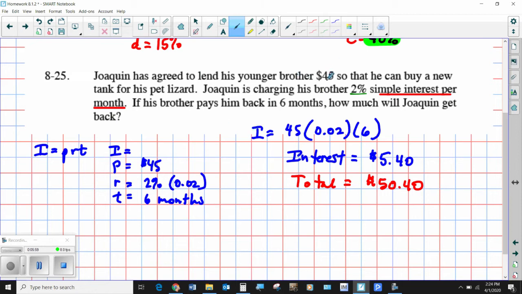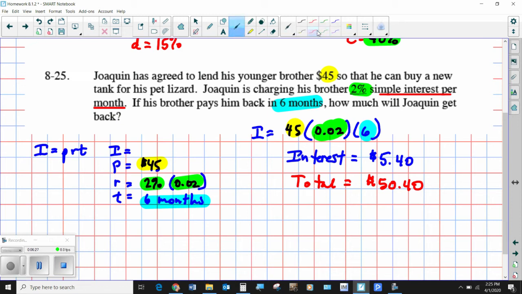Well, the $45, that's your principal. That's the amount that he is borrowing. The 2% is the interest rate, which we're going to write in decimal form. And the amount of time that he's going to be borrowing this money is 6 months. So we're going to plug those numbers in. 45 times 2/100, which is 2%, times 6.